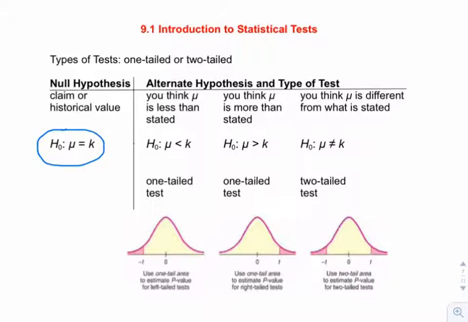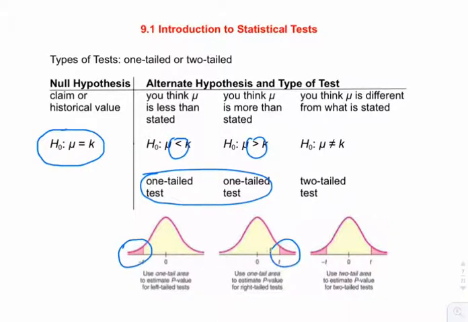So if you're given a particular value, then you have three options. It's either less than, or greater than, or just different from. So we have different kinds of tests here that we will use. We use a one-tailed test if you have less than or greater than. These are both one-tailed tests, and we will get into that.